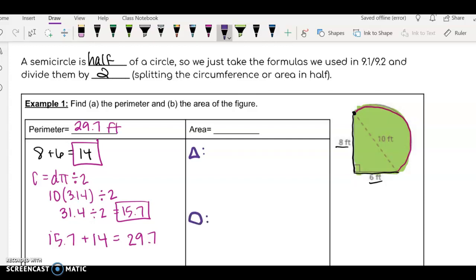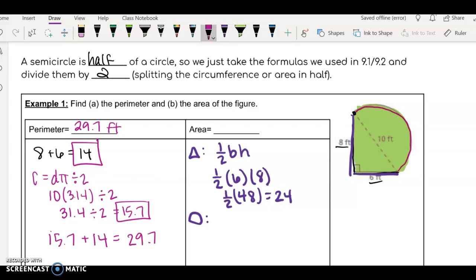We know that the formula for area of a triangle is 1/2 the base times the height. So I'm going to do 1/2, my base is 6, times my height, which was 8. 6 times 8 is 48, but I have to take half of that because a triangle is half of a rectangle. And so half of 48 is 24.